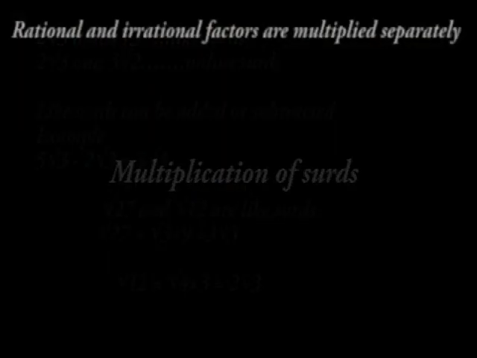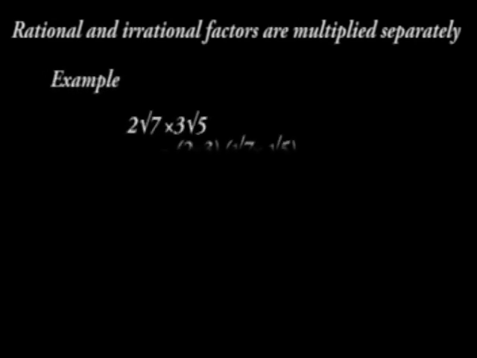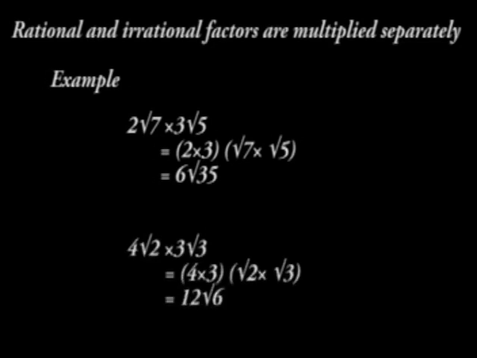Multiplication of surds. This is done in just the same way as algebraic expressions. Rational factors and irrational factors are multiplied separately. For example, 2 root 7 times 3 root 5, we shall multiply 2 times 3 and then root 7 times root 5, and we'll end up with 6 root 35. 4 root 2 times 3 root 3 will have 12 root 6.